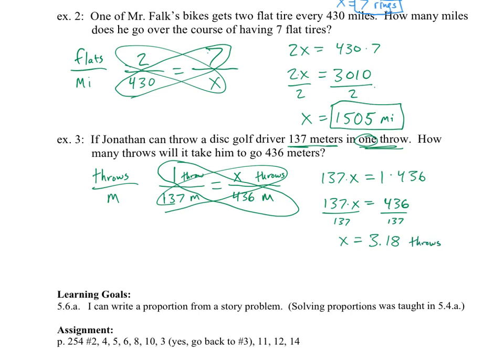So in other words, on his 3rd throw, he won't be quite there. So you'll have to throw a little bit more. So it'll take him 4 throws total to go that distance. And you could, I suppose, write out 4 throws. But I'm going to go with 3.18 because then I can tell you actually knew the answer. You came up with it. It's a little more than 3.